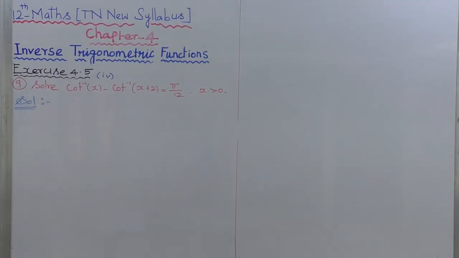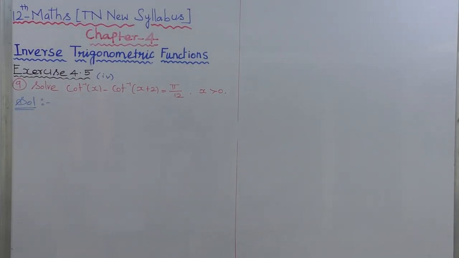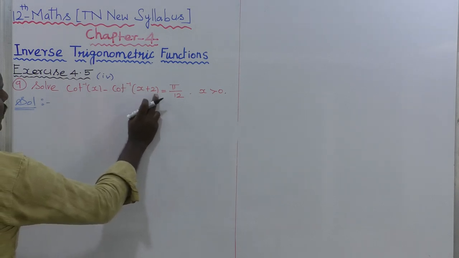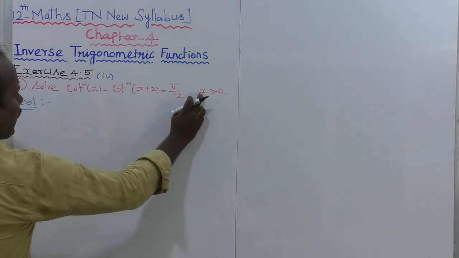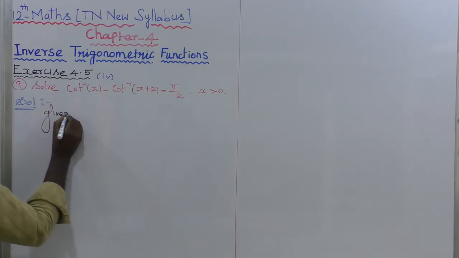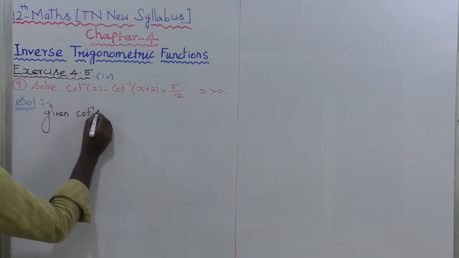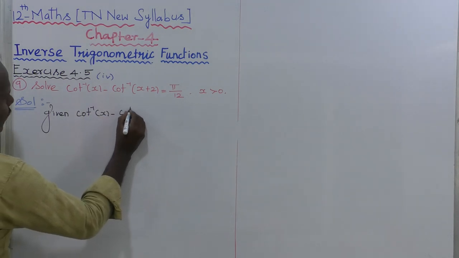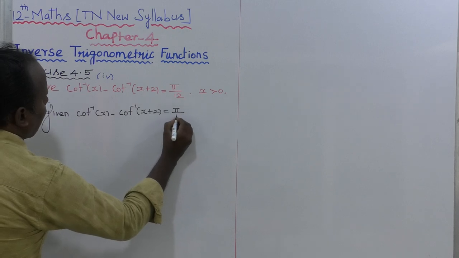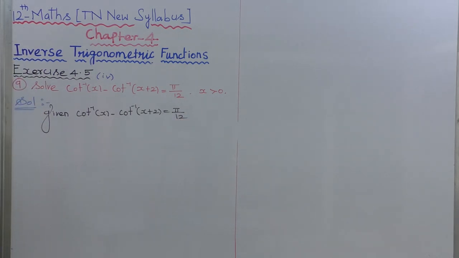Exercise 4.5, 9th sum, 4th subdivision. Solve cot inverse of x minus cot inverse of (x plus 2) equals pi by 12, where x is greater than 0. So first of all, the given equation is cot inverse of x minus cot inverse of (x plus 2) equal to pi by 12.